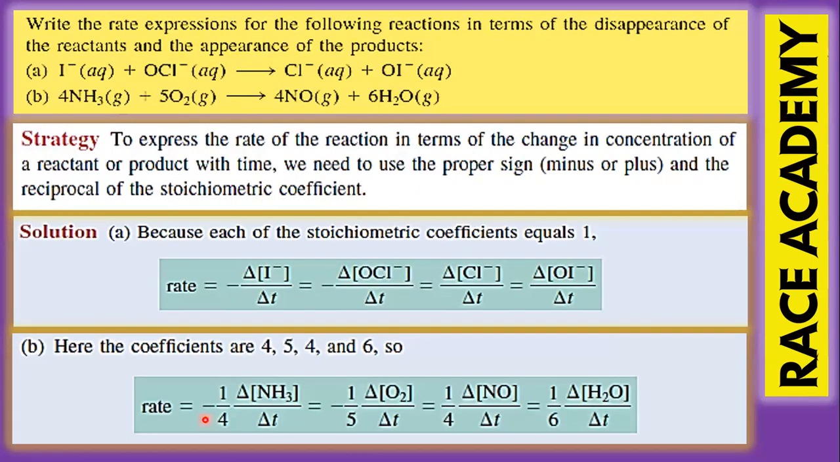So the strategy is that the reciprocal of the stoichiometric coefficient should be written. That is the rate expression for reactants or products if the coefficient is other than 1 in the balanced equation. Let us move to the next one.